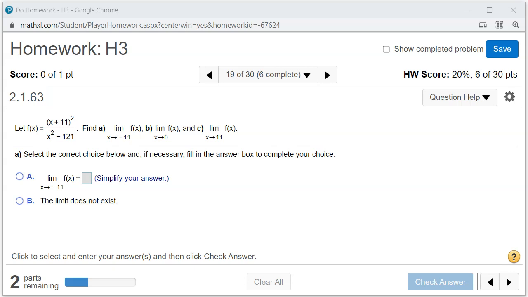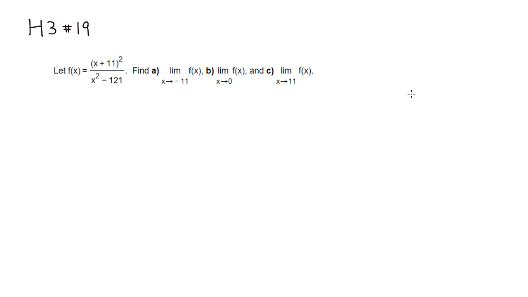All right, let's look at homework 3, problem number 19. Let's evaluate this limit. For part A, we're going to do a limit as x approaches negative 11 of this function here. So you have x plus 11 quantity squared.